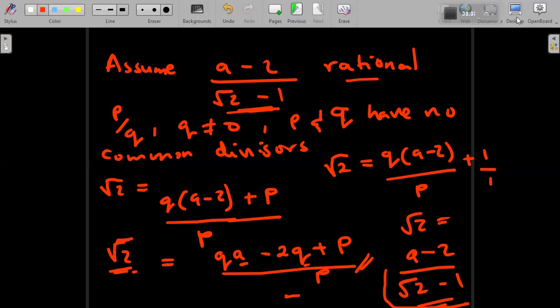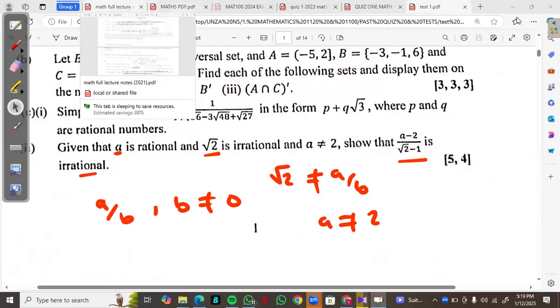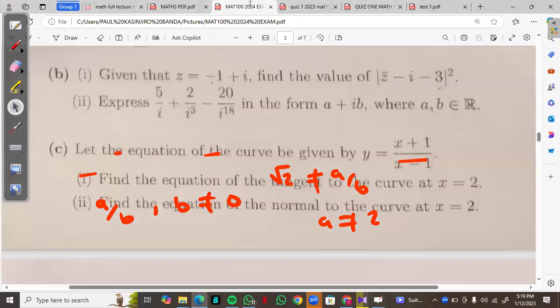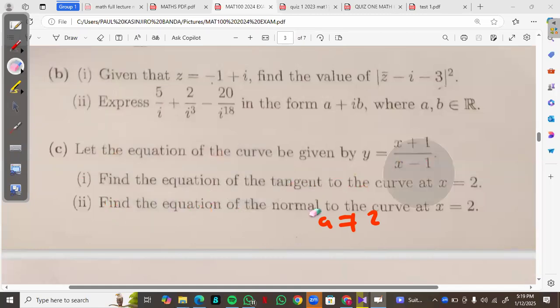Yes. All right. Now let us do one last set of questions, or two questions. This was from the paper that they wrote. This is the 2024 exam. So these are the questions that are there. These will be our last questions for this lesson. Sure, then you'll be versed in rationalization and all those.